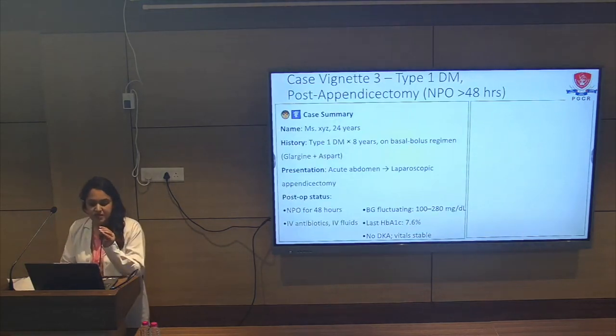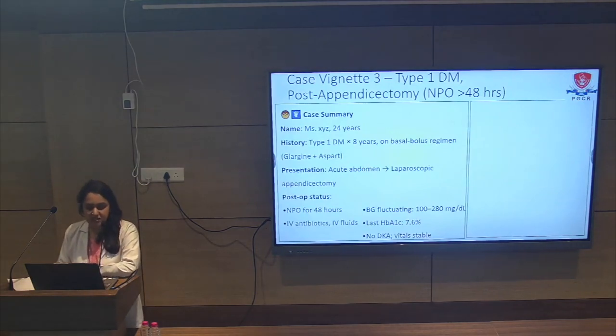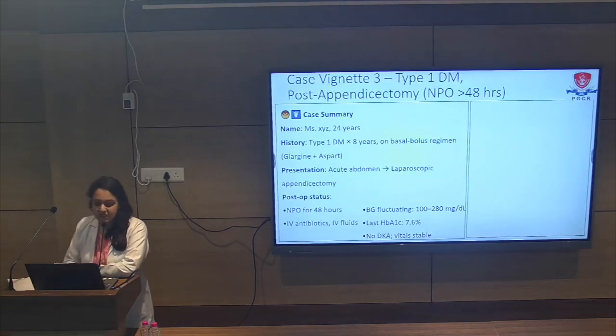Next case is of a 24-year-old female, known case of type 1 diabetes since 8 years on a basal bolus regimen. She presented with acute abdomen and underwent laparoscopic appendicectomy. Post-op, the patient has been nil per oral for 48 hours and the blood glucose is fluctuating between 100 to 280 milligram per deciliter. The patient is not in diabetic ketoacidosis and the vitals are stable.